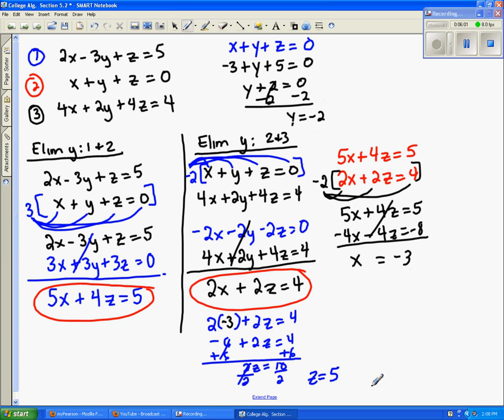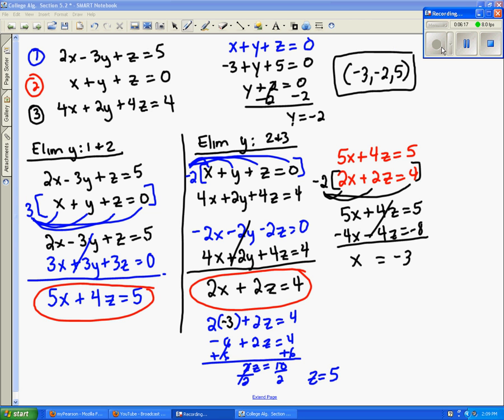Now I have my x, my y, and my z. I'm going to write them as an ordered triple. X comes first, then y, then z. This is the solution to 3 equations and 3 unknowns. A system of equations in 3 variables, I mean.